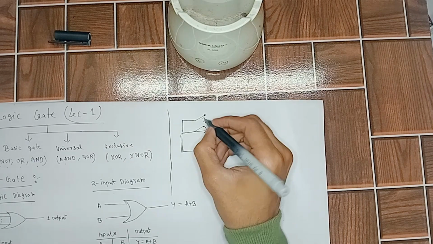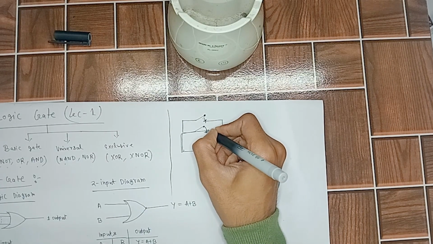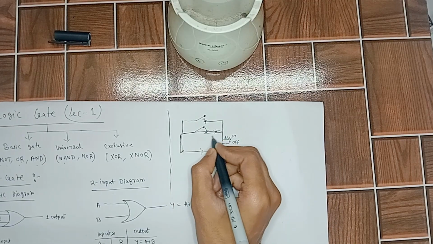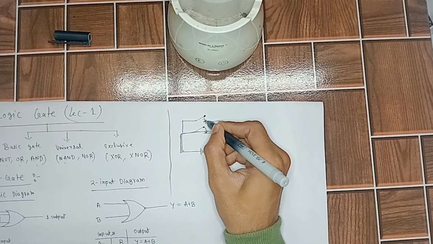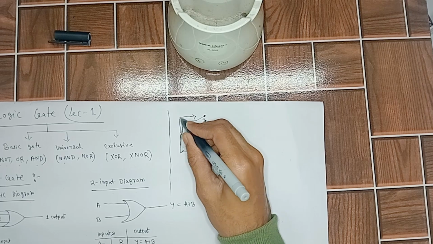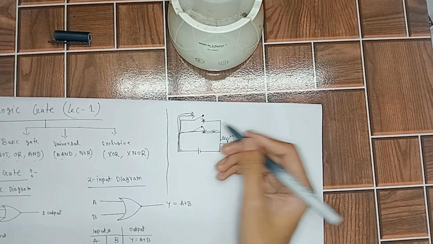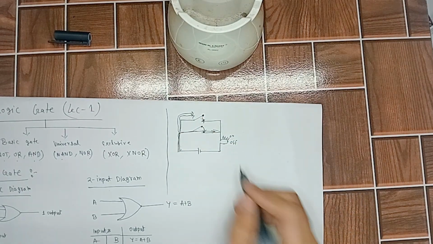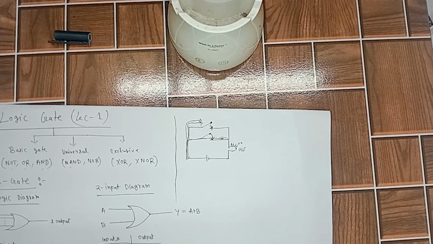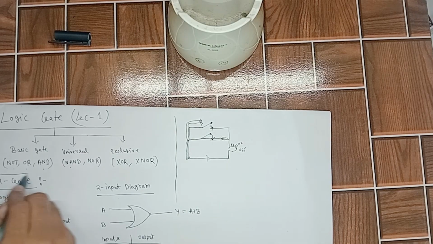If one is off and the other one is on, still it will be on because the current will be provided from here. Similarly, if this one is on but the other is off, still the current will be provided from here. Okay, and when both are on, then no problem, the output will be on. So that is the basic gate, and we are done.